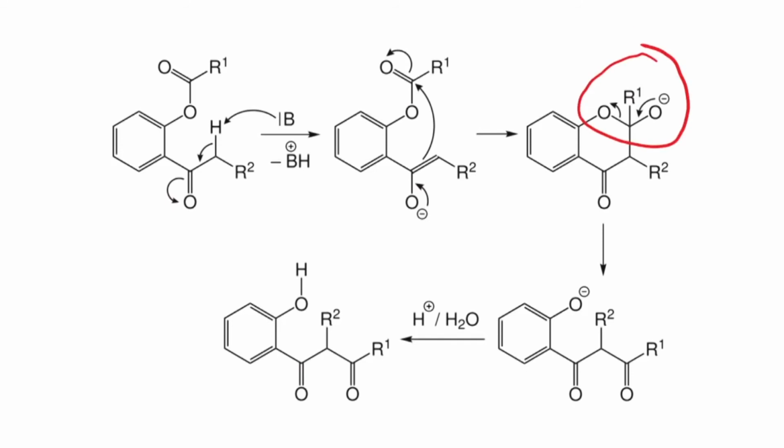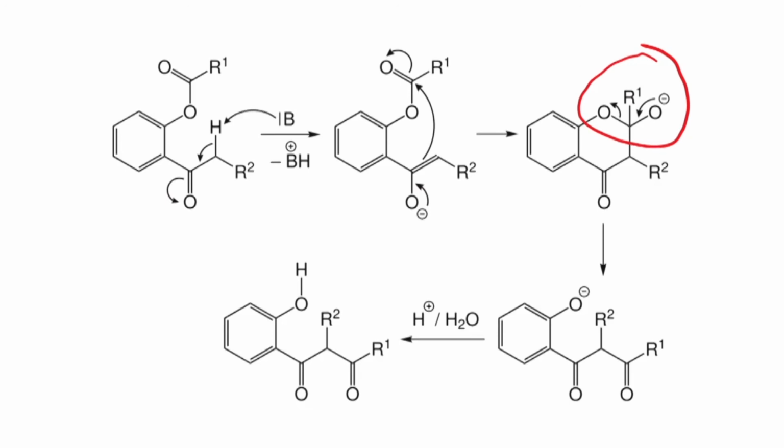Okay, this tetrahedral intermediate can further collapse and kick out this phenoxide ion, and in the process, the acyl group has actually migrated to this carbonyl position over here. Okay, and then subsequently acquiring a proton gives you the desired product.